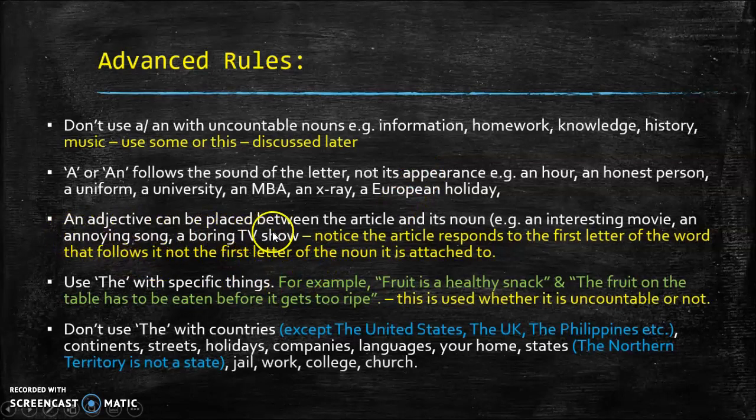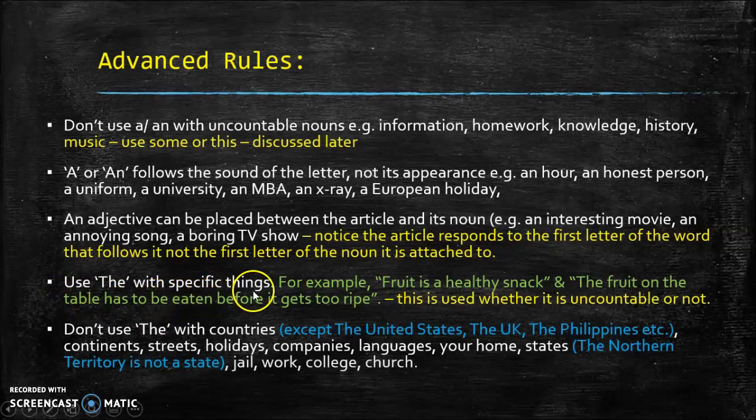An adjective can be placed between the article and the noun. For example, an interesting movie, an annoying song. Notice that the article responds to the first letter of the word that follows it, not the first letter of the noun it is attached to. So if you have an apple, but if you wanted to add "sweet" to it, you would say a sweet apple. So you change the article depending on what starts the word that immediately follows the article.